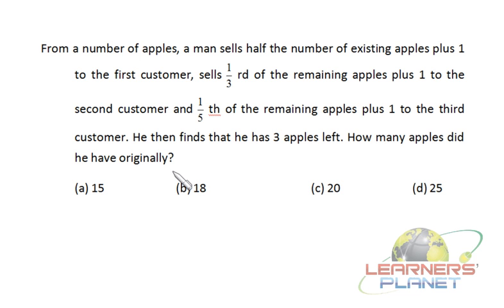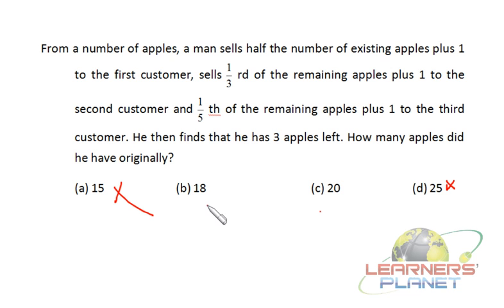Friends, let's begin to do this problem by options only. First of all, to the first customer, this person is selling half of the apples. So these two options, that is 15 and 25, are eliminated, since in both of these cases half cannot be done, else we'll be getting fraction of apples. So now we are left with 18 and 20.